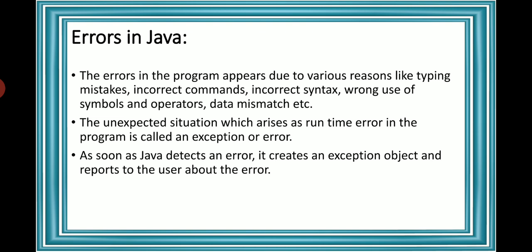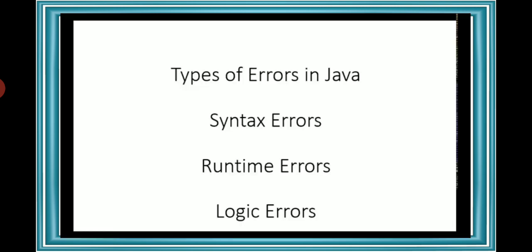Next thing is errors in Java. Like we all make errors when we are doing something, when we are programming also we make errors. So there are certain types of errors in Java. They might arise at different stages during the program writing or during the program execution. So what are the different types of errors in Java? Let's see. There are three different types of errors in Java. First is syntax error, second is runtime error, and third is logic error.